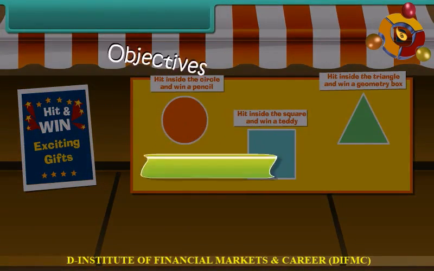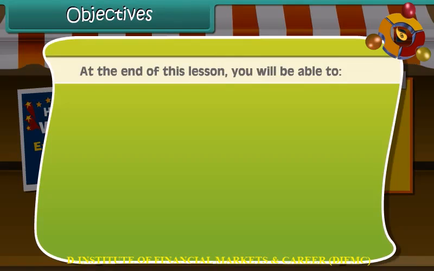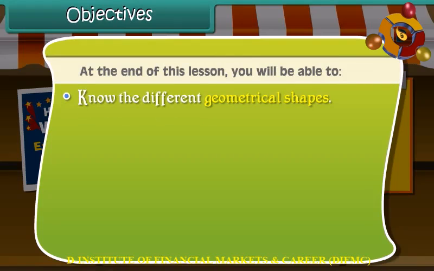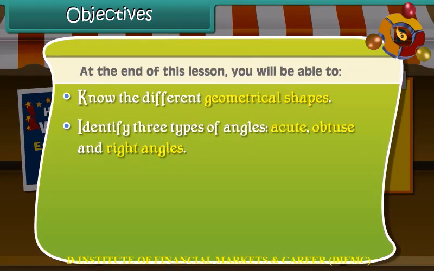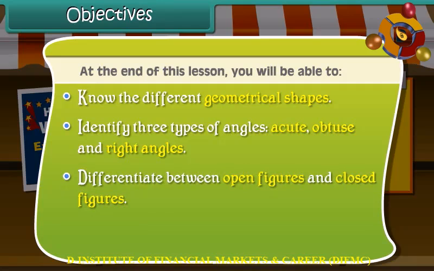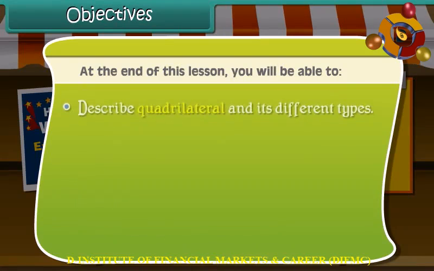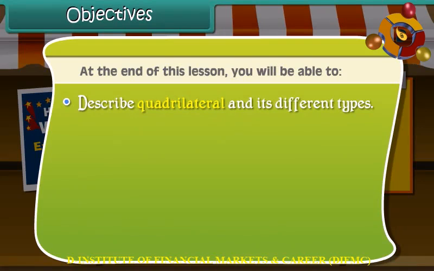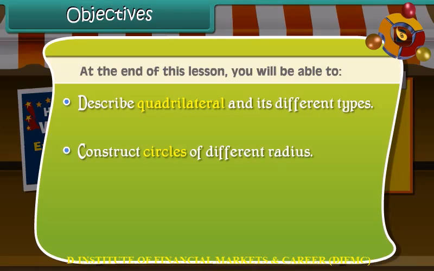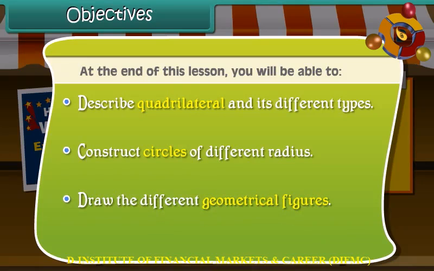Objectives. At the end of this lesson, you'll be able to know the different geometrical shapes, identify three types of angles, acute, obtuse, and right angles, differentiate between open figures and closed figures, explain triangle and its types, describe quadrilateral and its different types, construct circles of different radius, draw the different geometrical figures.